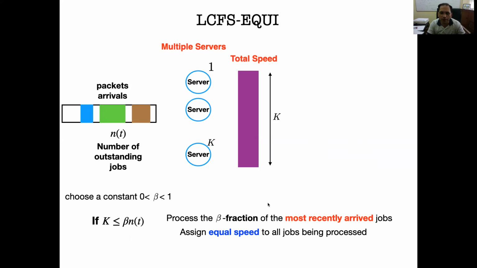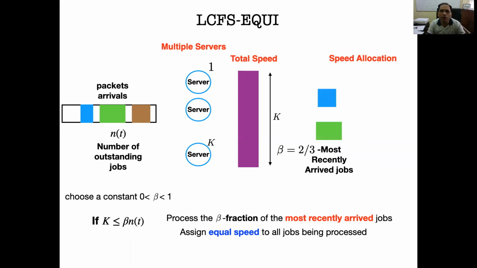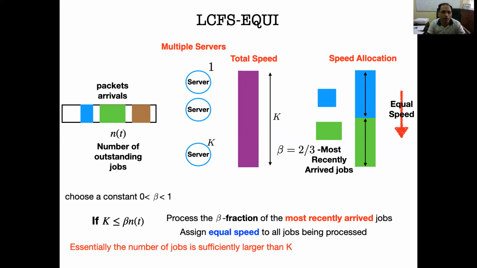So look at the most recently arrived jobs, pick the beta fraction of them, and assign equal speed to all of them. So we are not distinguishing between any job in its parallel phase or in serial phase. All jobs which are picked according to this rule are going to get assigned the same speed. So let's look at an example. Here there are 3 jobs, and let's say beta is 2/3. Then the 2 most recently arrived jobs, which are these 2, are going to get picked for processing, and both of them are going to get assigned an equal speed. So what essentially this is doing is that with this choice, given that there are sufficiently many jobs in the system, enough work can be extracted with equal speed, and we don't have to worry about the job being in a serial or a parallel phase.